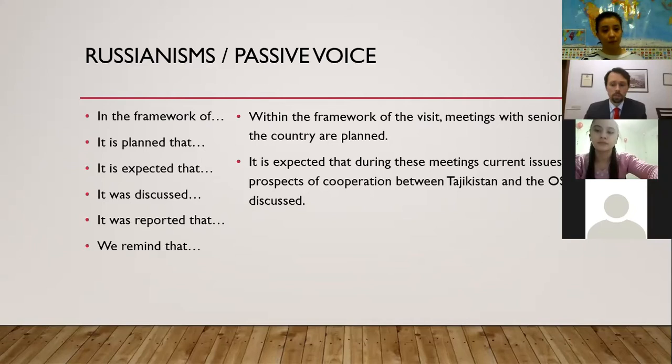So these are just two examples you see on the other side of the screen. Two sentences where you see a passive voice from Russian. Once again, these are not incorrect sentences from a grammatical standpoint, but as you advance with English, you want to minimize your passive voice. Don't use it very often.